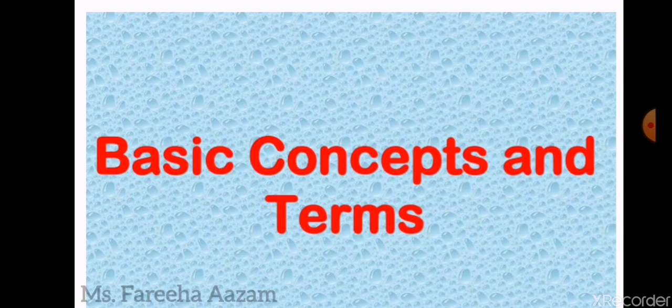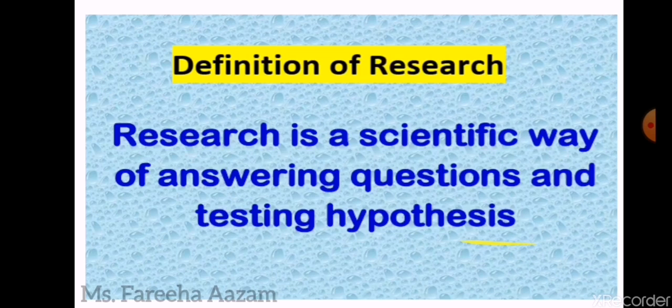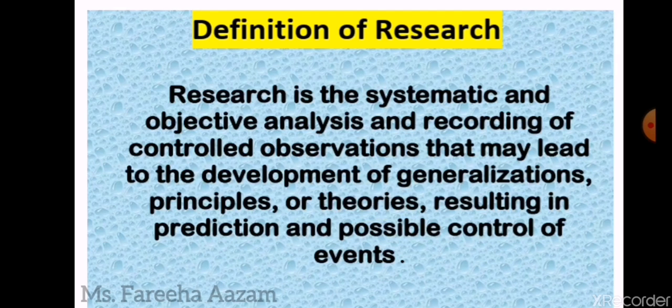Basic concepts and the terms. First of all, I would like to talk about the basic concepts and the terms in advanced research methods. Definition of research: research is a scientific way of answering questions and testing hypotheses. In another definition, you can say that research is the systematic and objective analysis and recording of controlled observation that may lead to the development of generalizations, principles or theories, resulting in prediction and the possible control of events.